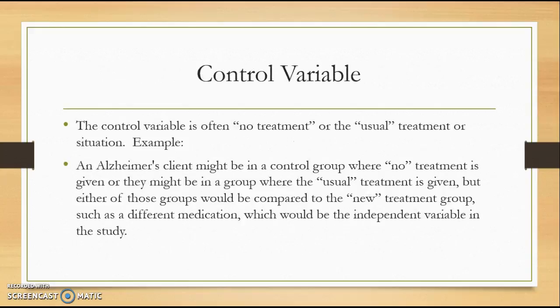The control variable is often no treatment or the usual treatment or situation. An example could be an Alzheimer's client might be in a control group where no treatment is given, or they might be in a group where the usual treatment is given, but either of those groups would be compared to the new treatment group, such as a different medication, which would be the independent variable in the study.